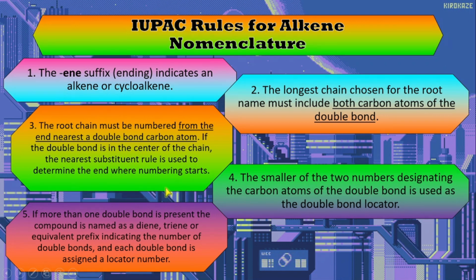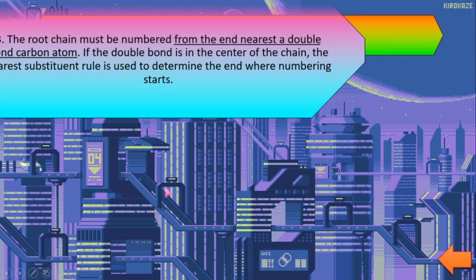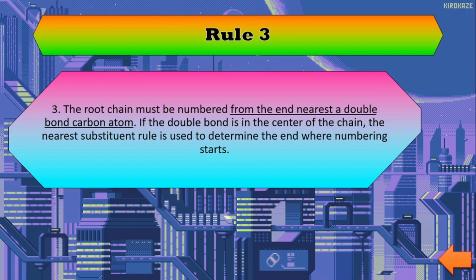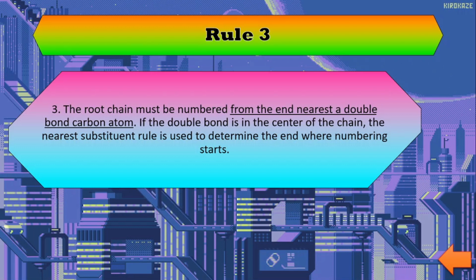Rule number 3: the root chain must be numbered from the end nearest a double bond carbon atom. If the double bond is in the center of the chain, the nearest substituent rule is used to determine the end where numbering starts.